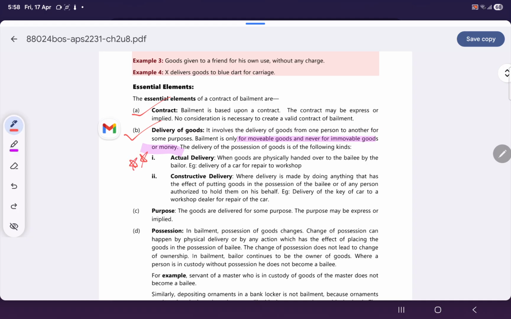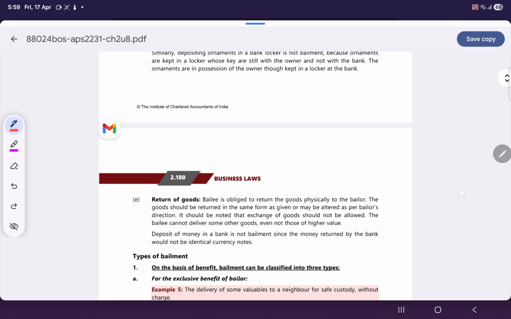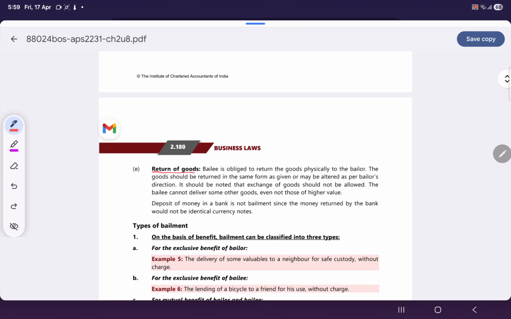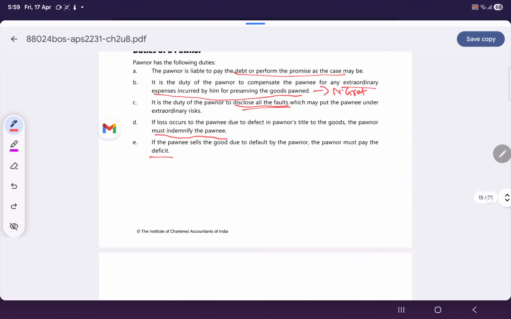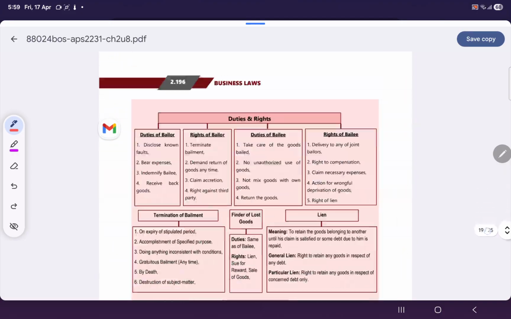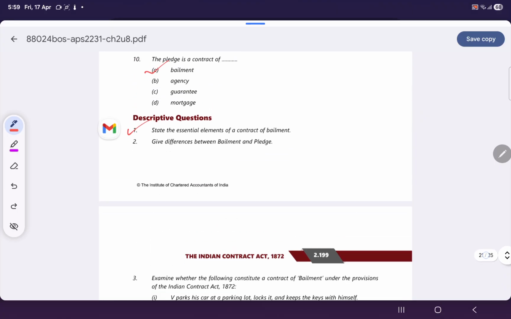Okay. And the purpose can be expressed or implied. Possession, there should be transfer in the possession of the goods, and there should be return of the goods after the specific purpose has been completed. So these are the essential elements of a bailment. Give the differences between bailment and pledge.